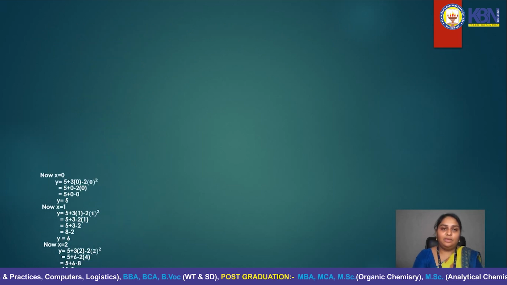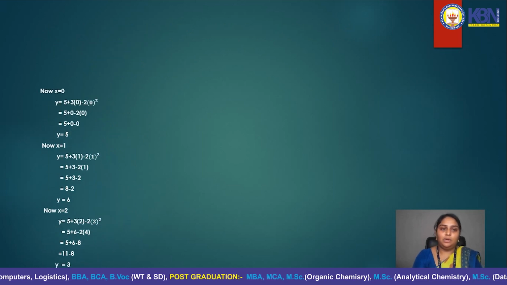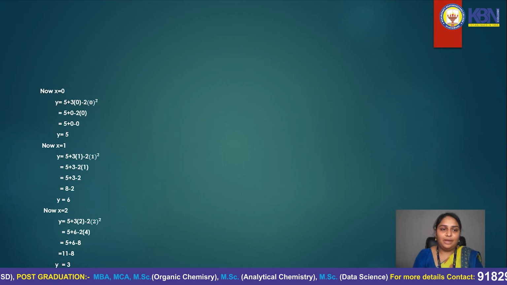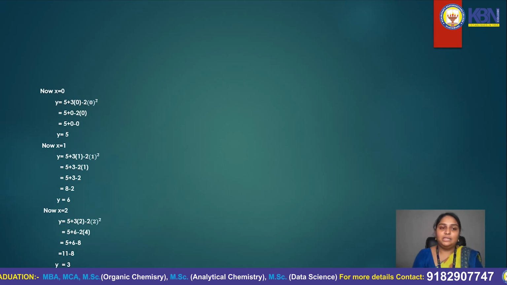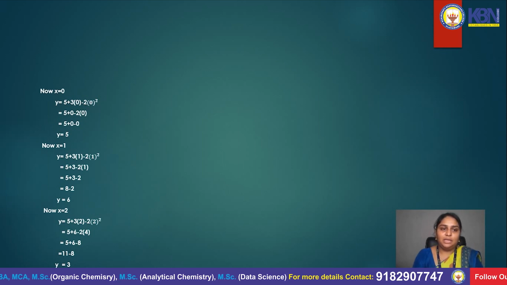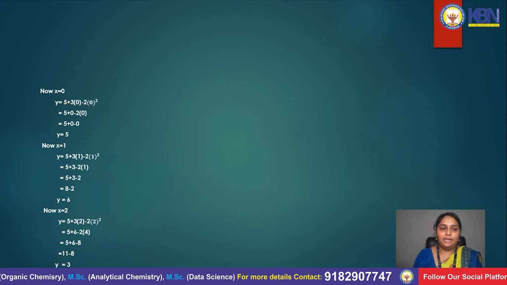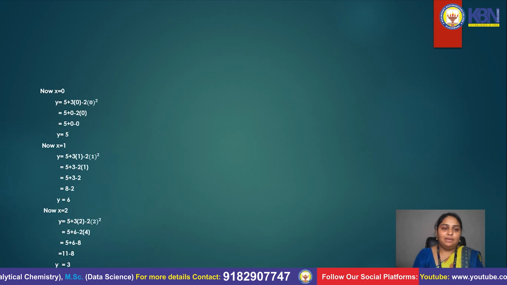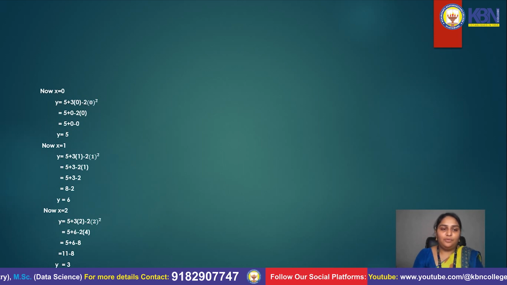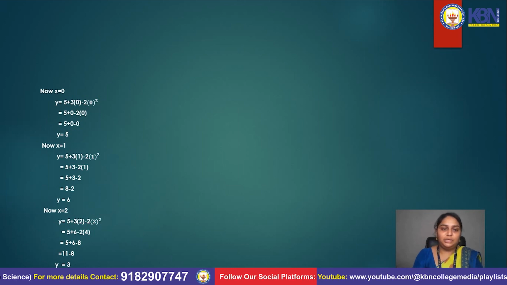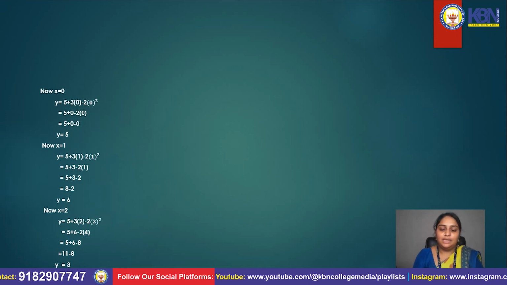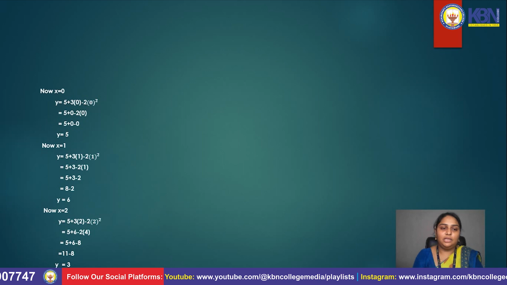In the same way, we substitute x equal to 0. That means in place of x, we substitute 0. Then we get y equal to 5 plus 3 into 0 minus 2 into 0 whole square. Then the result is clearly 5. And next we substitute x is equal to 1. Then we get y is equal to 5 plus 3 into 1 minus 2 into 1 square, which results in y is equal to 6. It's a general solving. And next x is equal to 2.